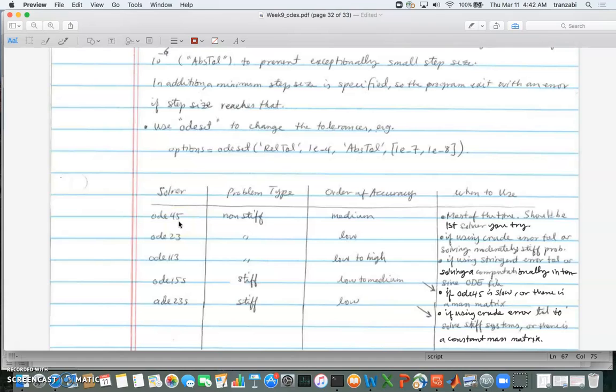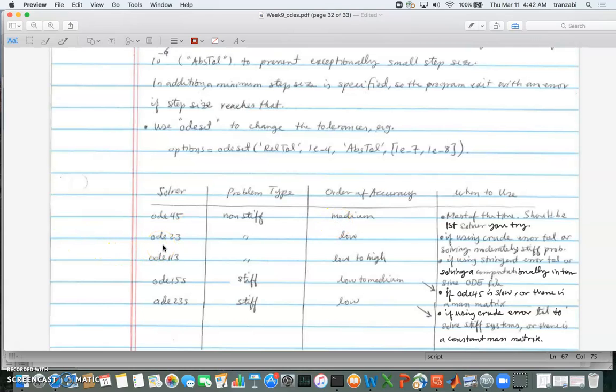We have ODE45, which is not really for stiff problems. If the stiffness is not too large, then it's okay to use ODE45, which is a combination of RK4 and RK5. MATLAB is basically using RK4, and whenever it becomes inaccurate, it's going to switch to RK5, which is a bit more accurate method than RK4. Okay, so the problem type is usually not stiff problems, or stiffness is not too large. Accuracy, I think it's medium.